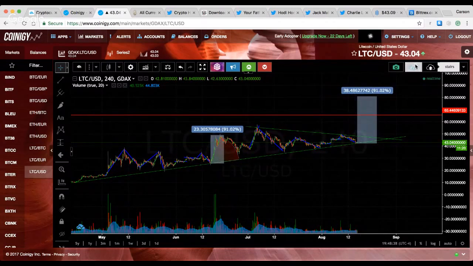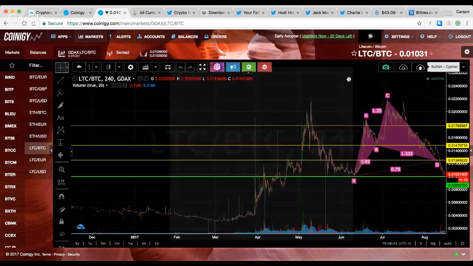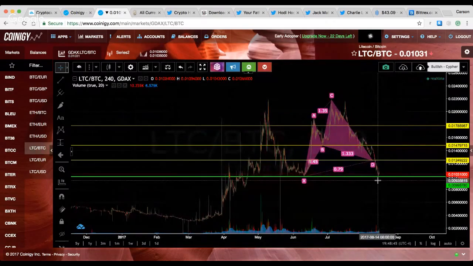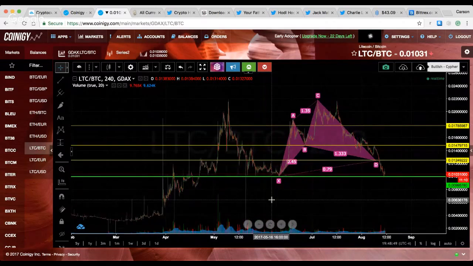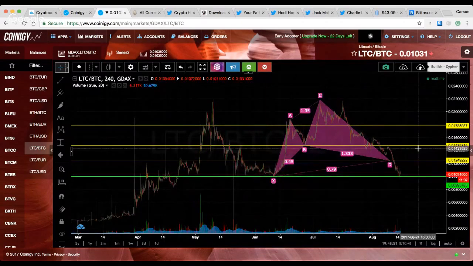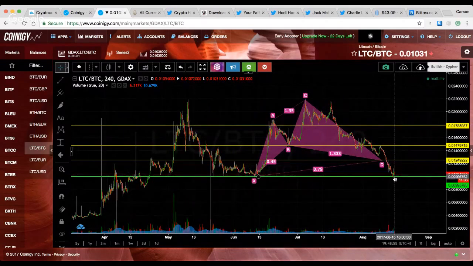And then with the bullish cipher, we're going to pull up the bullish cipher. The bullish cipher was breached heavily. It broke through 0.01, and then it gained momentum. I think that it has found support from the last support right here. I think it has found some support at that line. So let's watch it closely.